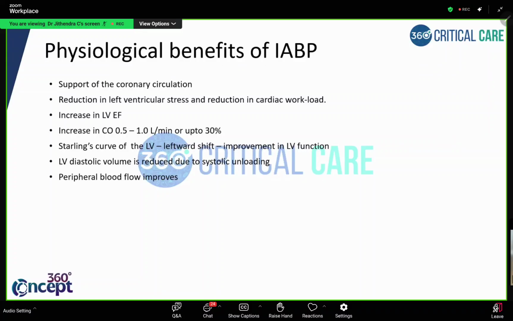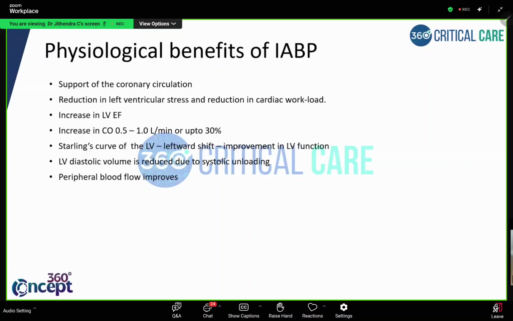We all know it improves the coronary circulation. There is a reduction in LV stress and reduction in LV afterload after deflation at the systole. So there is a sudden giveaway, and that will facilitate the LV. The workload suddenly comes down. That will facilitate the heart to work, mainly the LV. So there is an increase in LV ejection fraction, because the afterload comes down, the LV ejection fraction becomes better. So cardiac output, how much does it increase? It increases by 0.5 to 1 liter per minute or up to 30%.